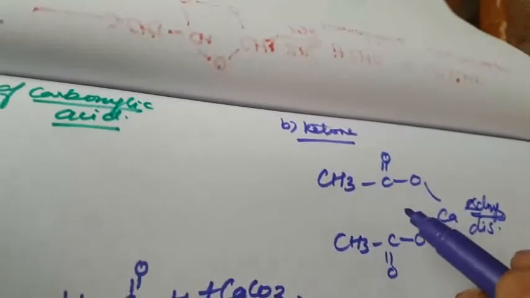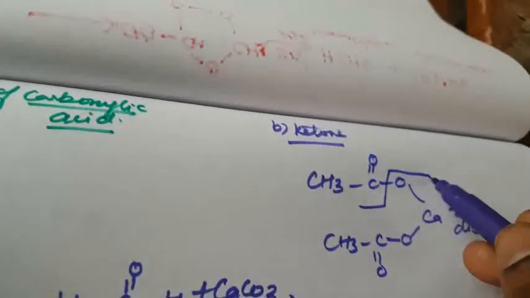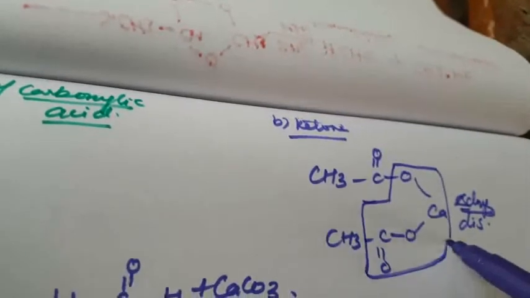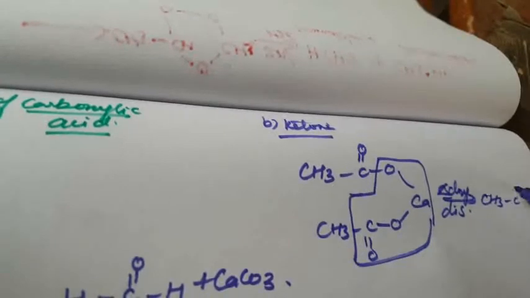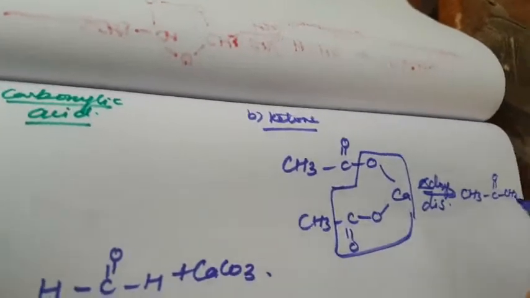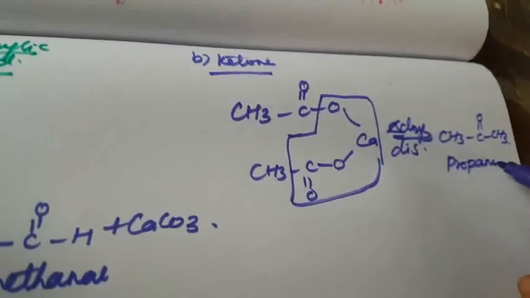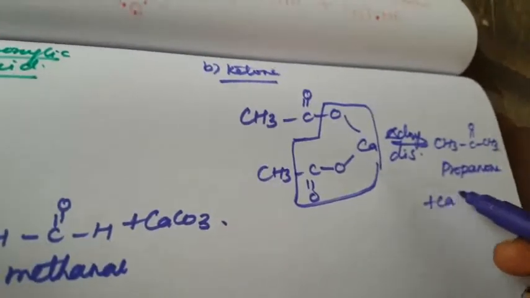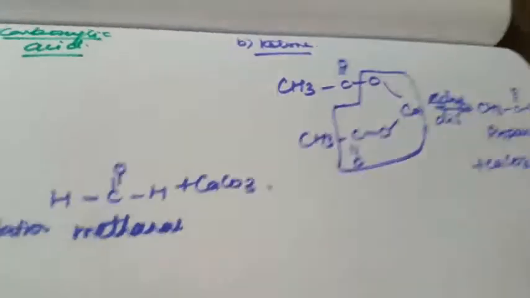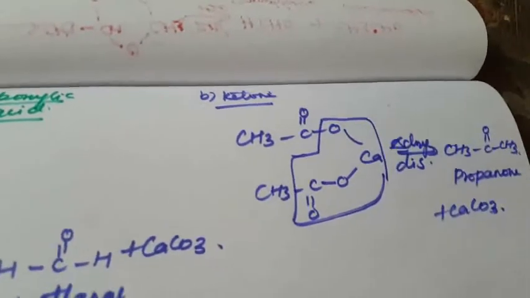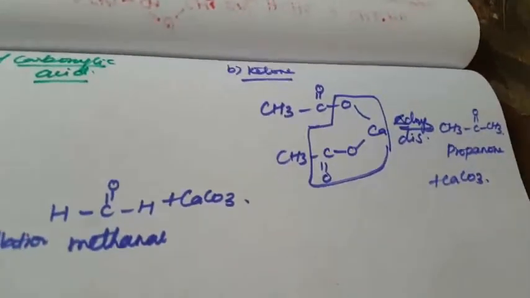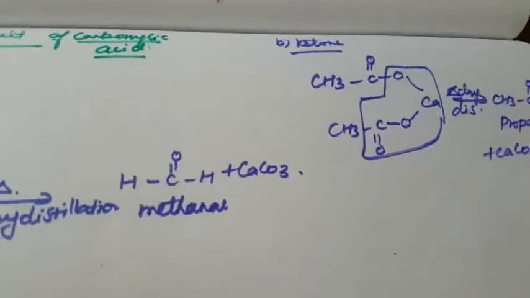Again, what compound will be released? Calcium carbonate will be released. So here CH3 C double bond O CH3. What is this compound name? That is propanone. Again calcium carbonate. Okay, so this is calcium carbonate. This is called a ketone. Okay, this is another preparation of aldehyde and ketone.